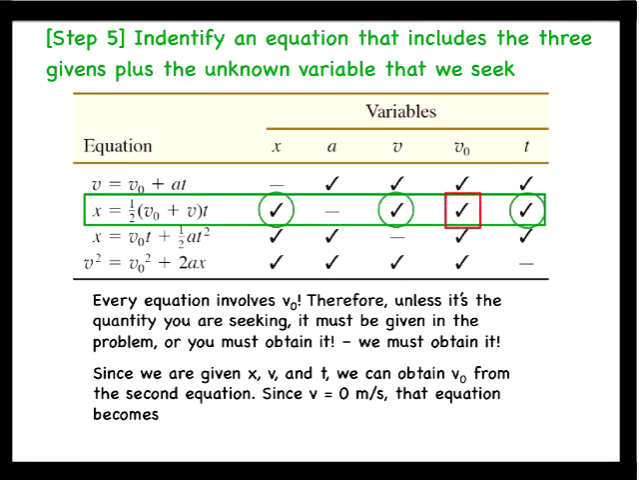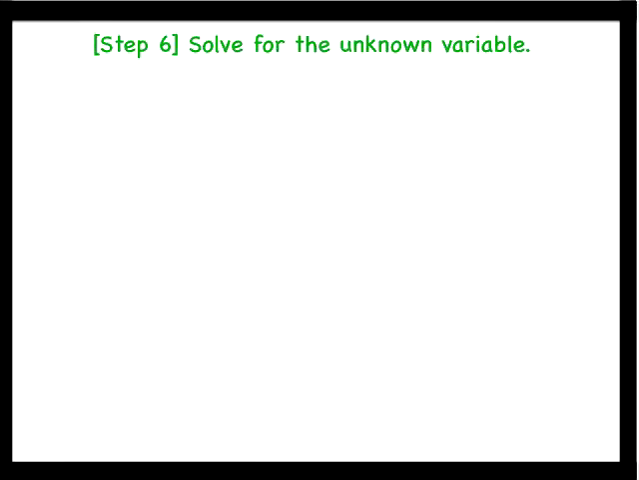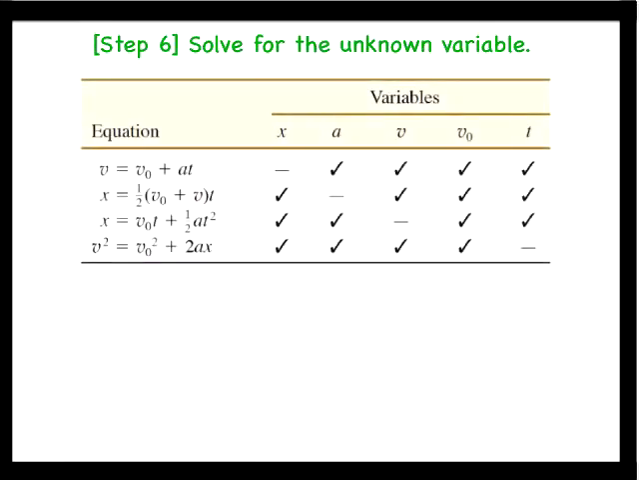Since the final velocity v equals 0 meters per second, that equation becomes x equals 1/2 v0 t, or v0 equals 2x divided by t, which equals 2 times 100 meters divided by 7.0 seconds, which equals 29 meters per second. Our final step, step 6, is to solve for the unknown variable we are seeking. In our case, it's the acceleration.